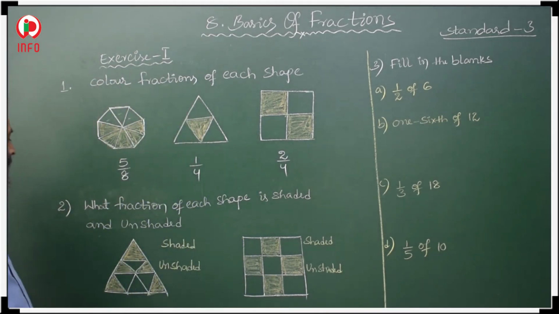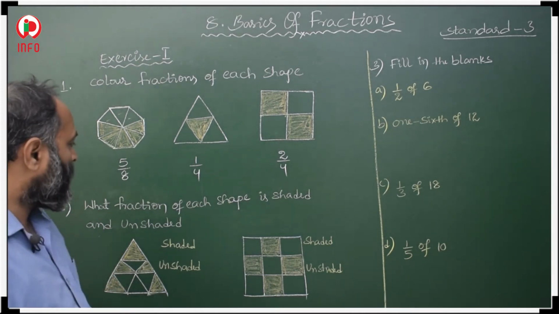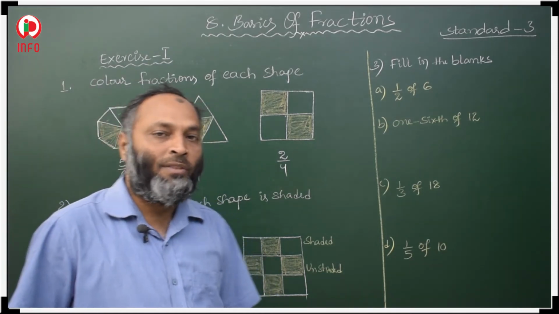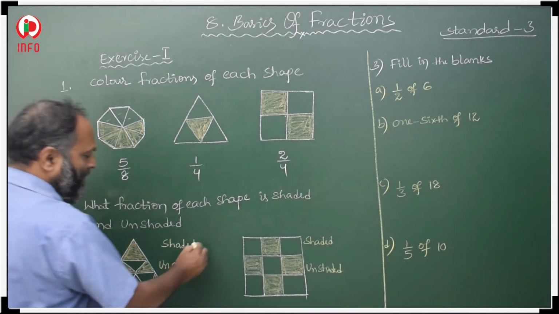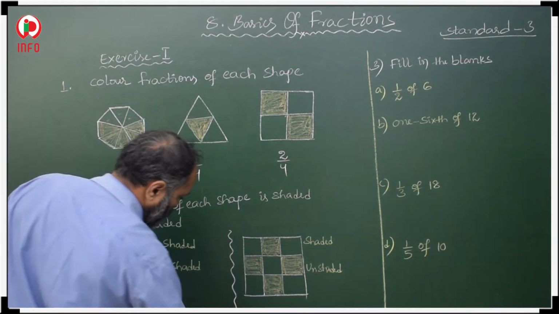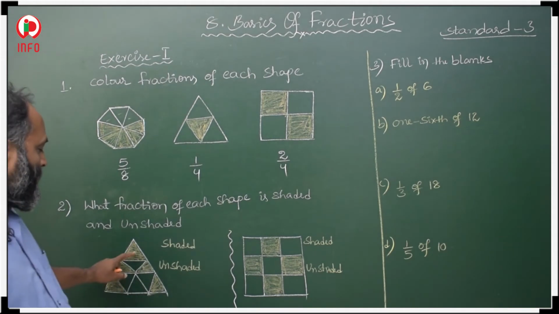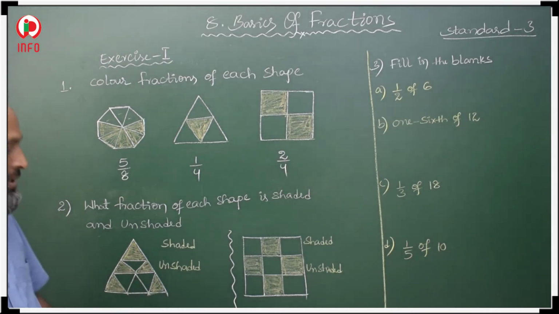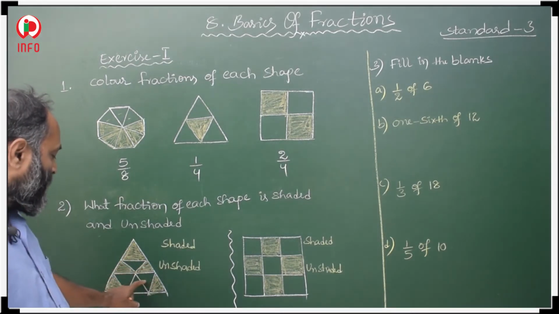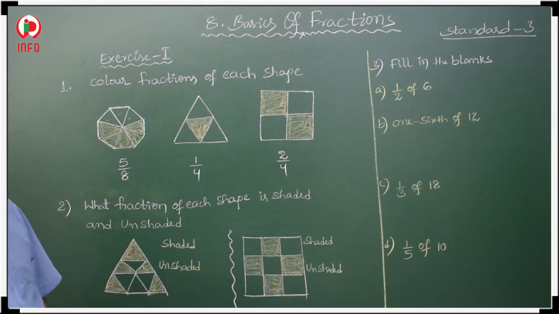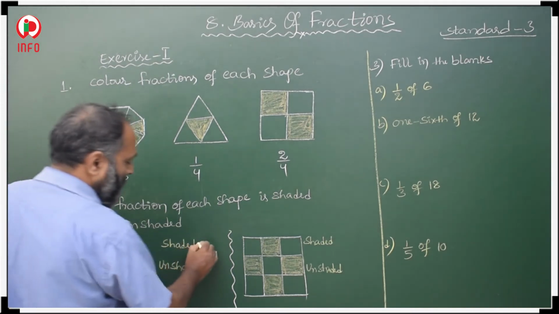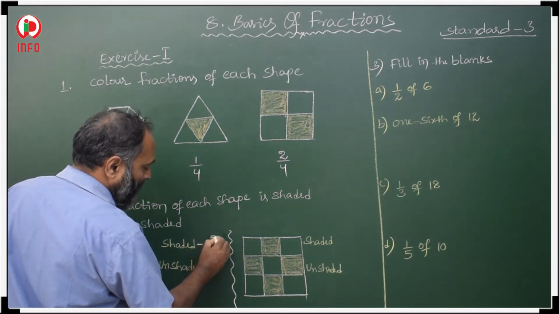Now here again some shapes are given. So in those shapes we have to write the shaded portion and unshaded portion. Shaded fraction and unshaded fraction we have to write. So in this first question, this is a triangle, so we have to divide into 1, 2, 3, 4, 5, 6, 7, 8, 9. Total 9 equal parts. In these 9 equal parts, 5 parts are shaded.